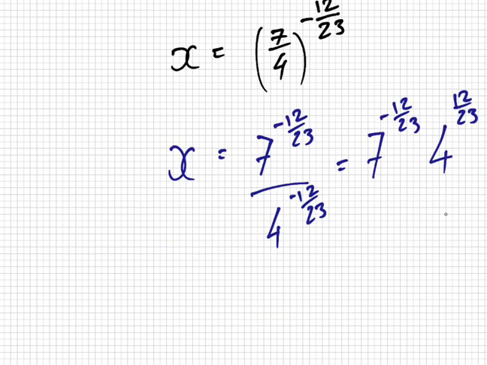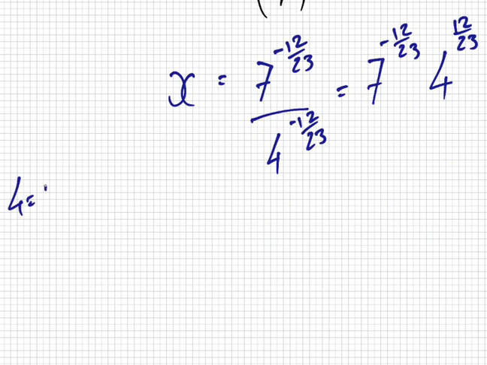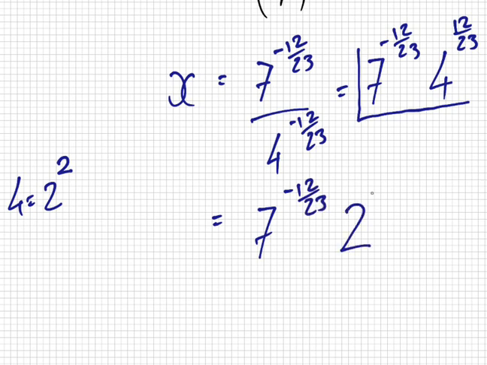Well, no, actually, I think it could be right, because you can change your 4 into 2 squared. It's not the same. No. It's nearly the same. This is what the answer should be at the back. But if I change this to 2 squared, I'd get 7 power minus 12 over 23, 2 power 24 over 23. Nearly. Close enough. And at the back I have 25 over 23. So this should be a 24 at the back.